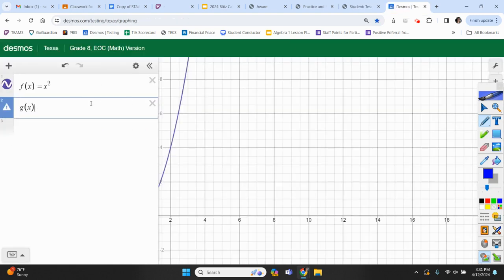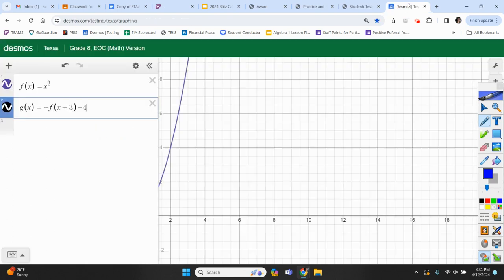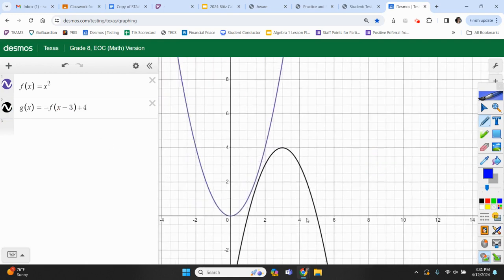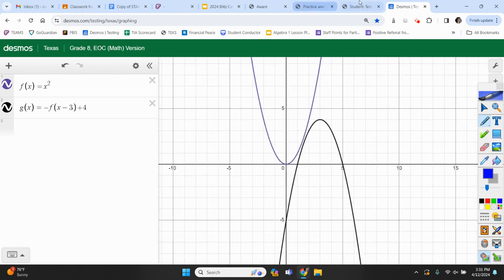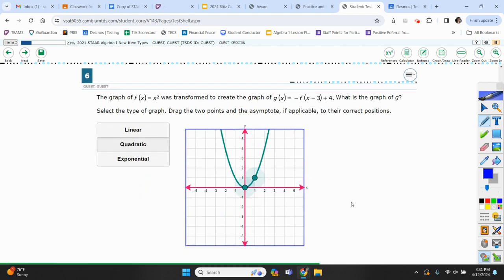G of x equals negative f, I think it was x plus 3 minus 4. Minus 3 plus 4. Here we go. So notice they're parabolas, which means, so again, if you don't know what they are from looking at it, once you graph them, they don't look like that and they don't look like that. That lets you know it's a quadratic.